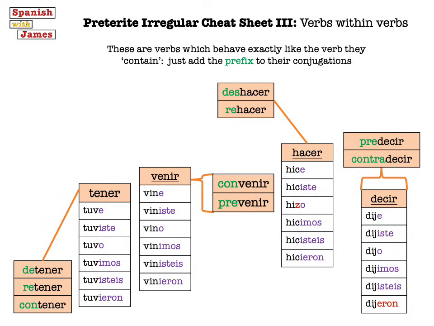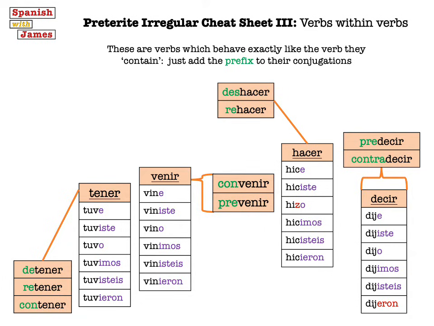Predecir, to predict, I could say ayer predije que llovería. Yesterday I predicted that it would rain. To give you an example with contradecir, tú me contradijiste. So you contradicted me. You said the opposite of what I was saying. You said that you weren't in agreement.